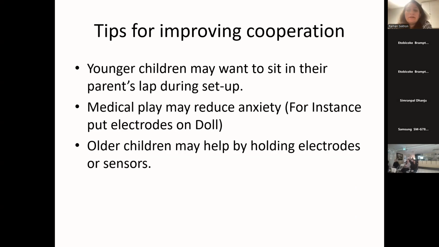In medical play, it may be beneficial to put a few wires on the favorite toys as a demonstration, or you can also put some wires on the parents just to show the children that it doesn't hurt and it's painless. Then, older children, for instance, like their siblings may help to hold the electrodes, or you can put some of the wires on them so that the child is cooperative.